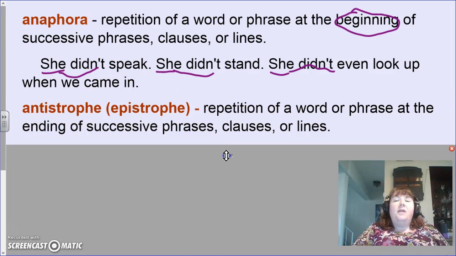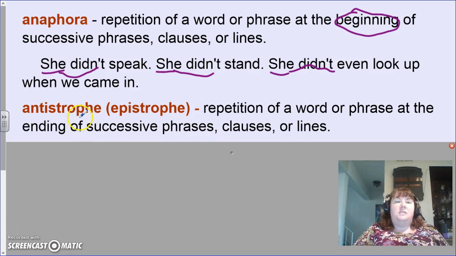Okay, on the other side of anaphora is this one called antistrophe. This is not in your book. Another word for it, and the only reason I'm giving you the second word, epistrophe, is because sometimes on the AP test they will give you one of these, not both. So you need to know both names. It might be that in one question they call it antistrophe, and 5 questions later they call it epistrophe. So it's important that you know both names. I will call it antistrophe. So just keeping that in mind.